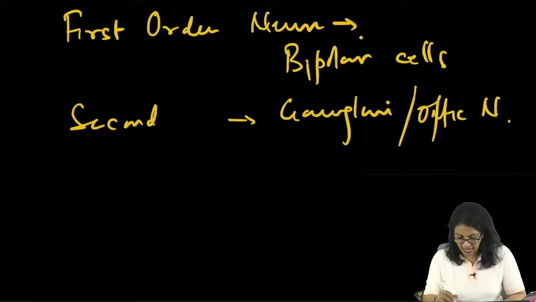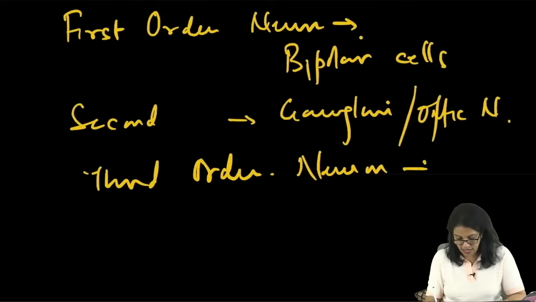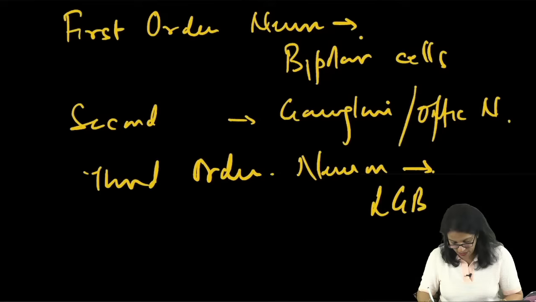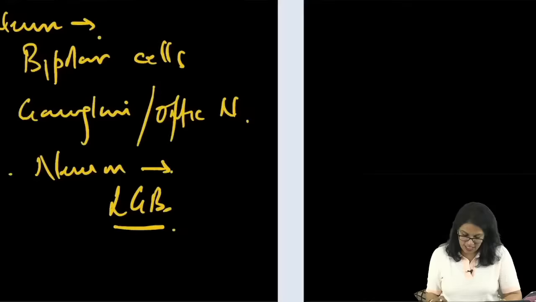So this is a debatable question and has been researched nicely, and we will answer this only. Okay? And third order is lateral geniculate body. Third order neuron, lateral geniculate body. Now it's clear to you, we come to the next question.